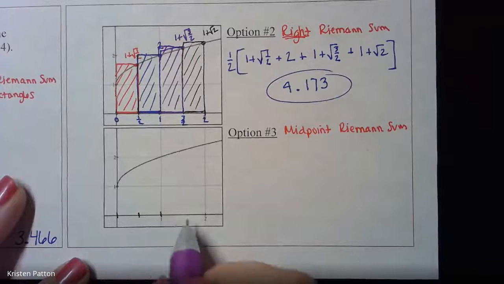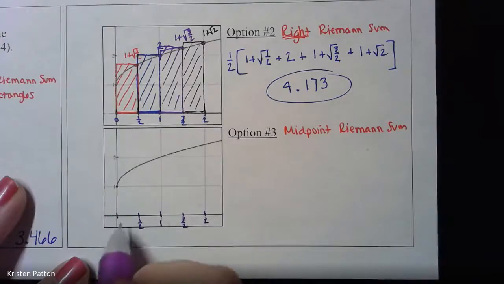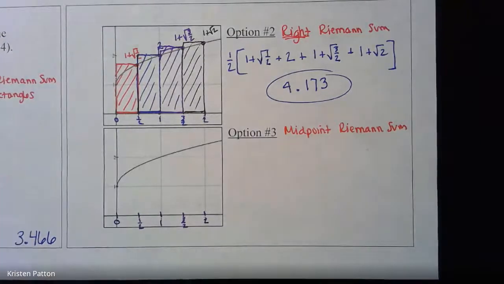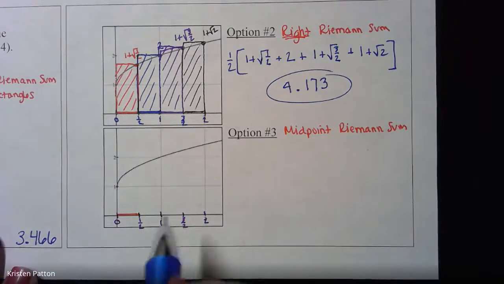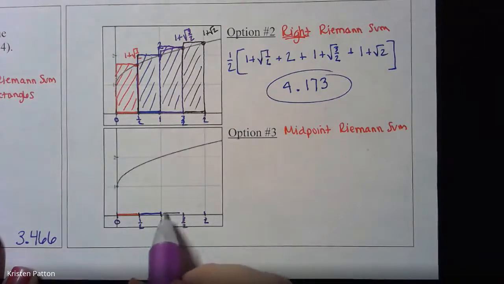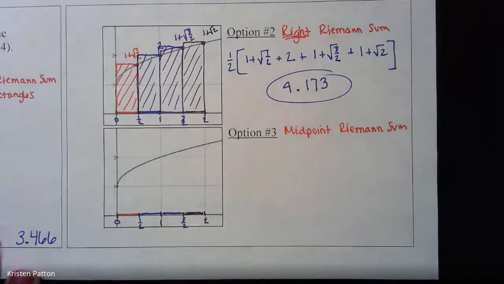So my 4 rectangles still, we still have those same x values there. And I'm going to draw on my bases. My first base still sits between 0 and 1/2. My second base still sits between 1/2 and 1. My third base still, you get the idea. The bases aren't changing. The number of rectangles are not changing. The only thing that's changing is where I'm finding the height from. So instead of going on the left or on the right, we're going to go smack dab in the middle.